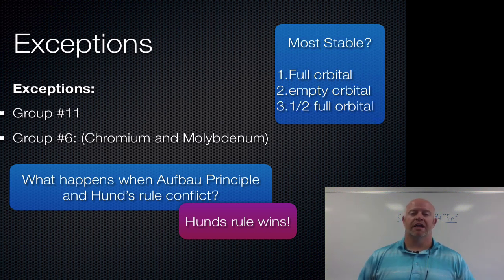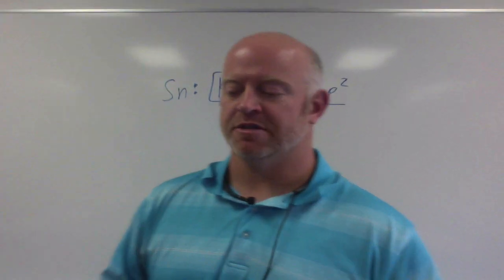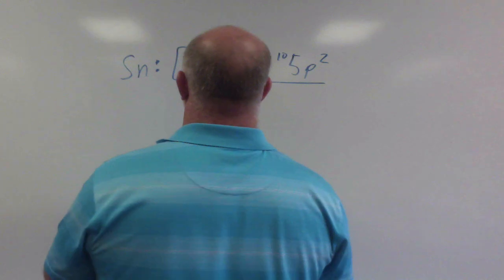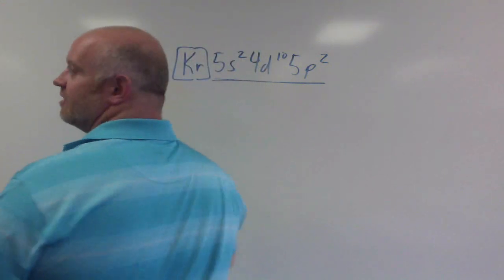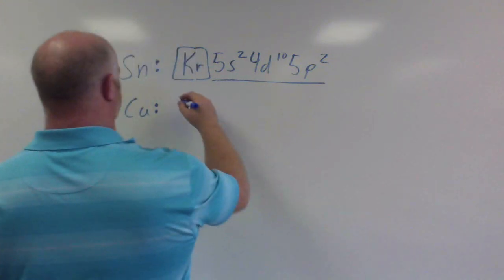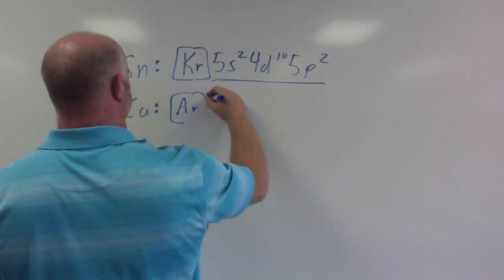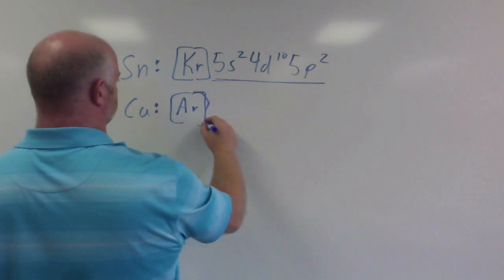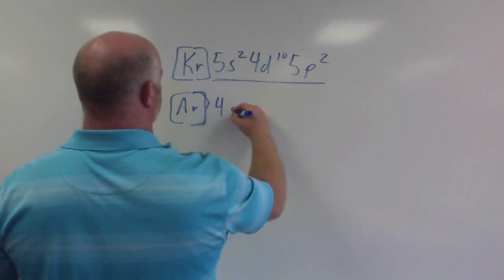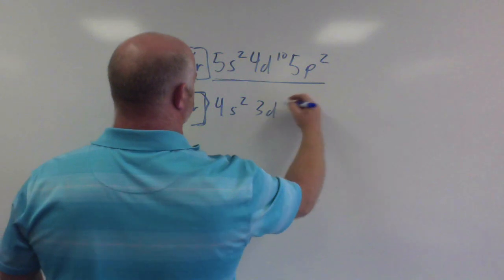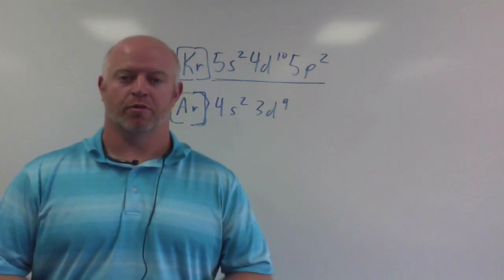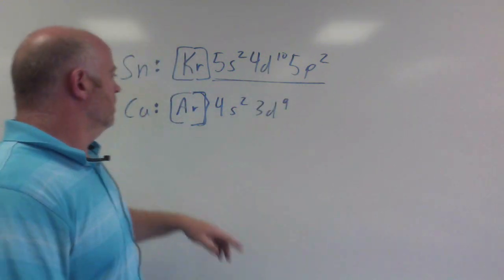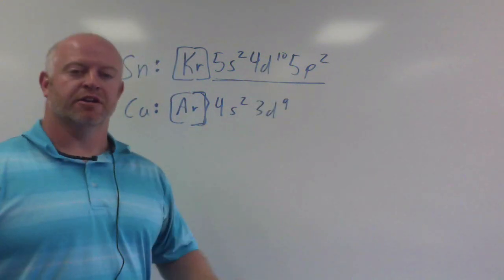So let's take a look at, for example, copper, because copper is one of our exceptions. It's in group 11, and let's see what happens to that. So what we're going to do is take copper, and we'll do its noble gas configuration. So copper is argon, in brackets, and it would be 4s2 3d9 according to the normal Aufbau rules, the normal filling pattern. 4s2, 3d9. Now here's a problem.